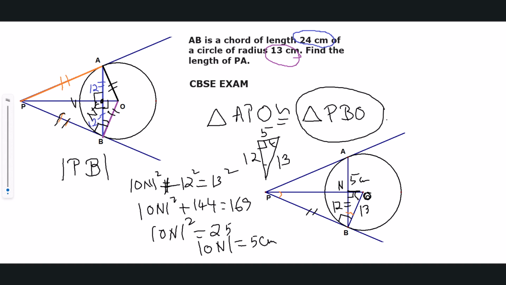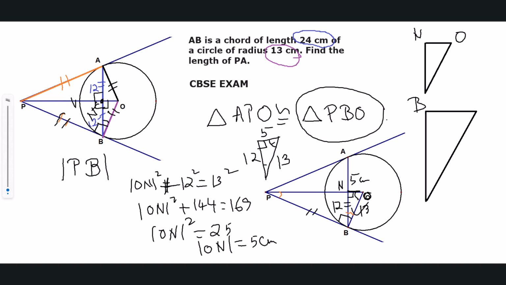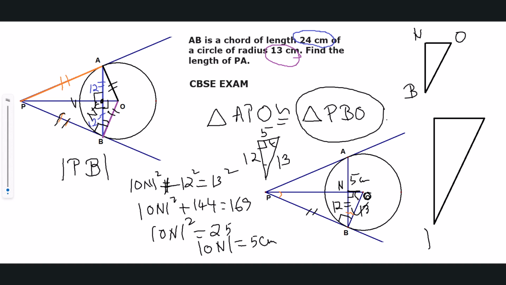So we have this triangle ONB, which looks almost the same as here. Let me write B a little bit further away, B is right here. And I have just shifted this big triangle POB in a different way. The way they correspond is that this is P, this is B, and this is O. Now we have to find the length of this side. BO is 13, this side is 12, and this side is 5.